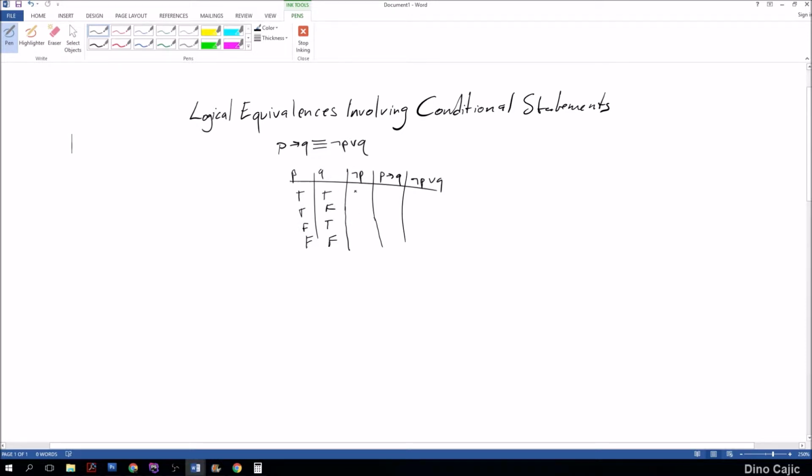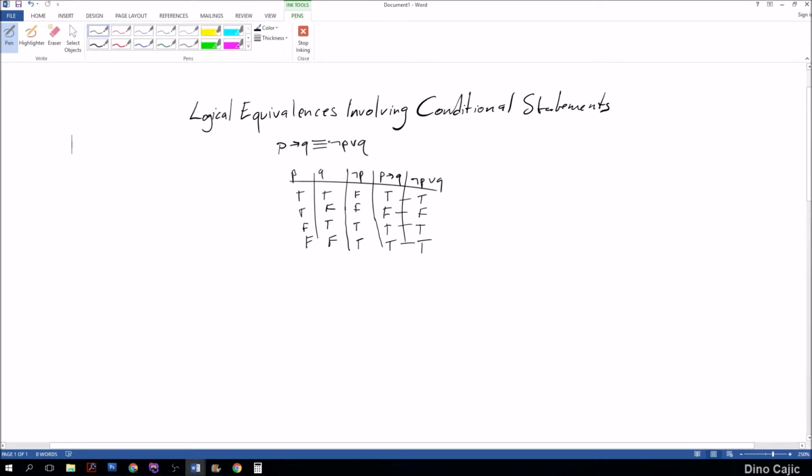The negation of P is false, false, true, true. P implies Q: true implies true is true, true implies false is false, false implies true is true, and false implies false is true. Next we look at not P or Q. So we look at these two columns. False or true is true, false or false is false, true or true is true, and true or false is true. So as you can see, the columns are identical.